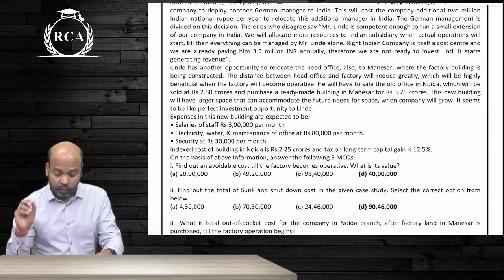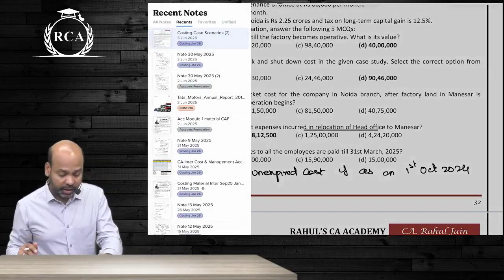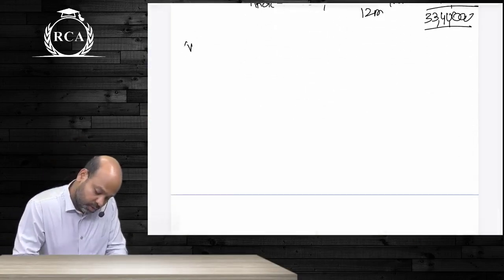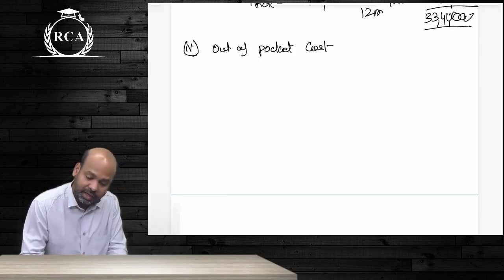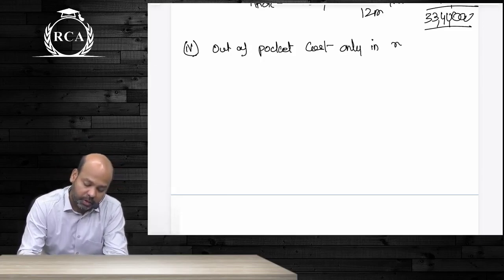So now guys, what is the requirement? Only in relation to relocation. Underline that. This is out of pocket expenditure only in respect of the fourth requirement. Out of pocket cost only in respect of relocation. वो जो salaries का detail दिया ना बेटा, it is irrelevant. Only in respect of relocation.